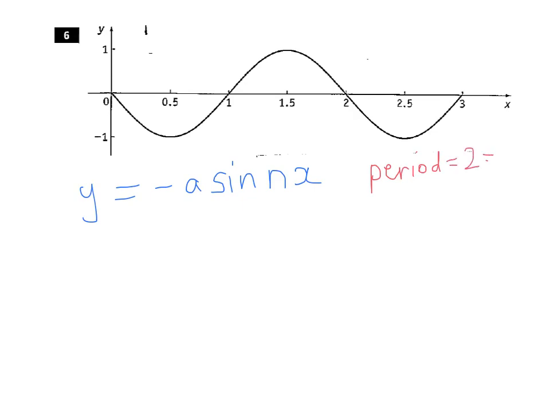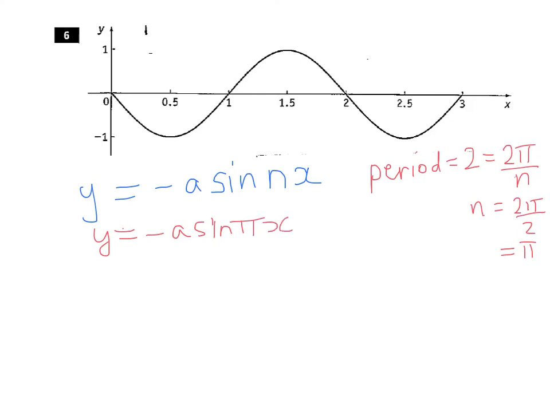Period equals 2, which is 2 pi on n. So what does that make n? n equals 2 pi on 2, which is pi. Alright, so we've got y equals negative a sine of pi x. What other information do we have? Well, I think it's pretty obvious there that the amplitude is 1. So we can just say our equation is y equals negative sine of pi x.